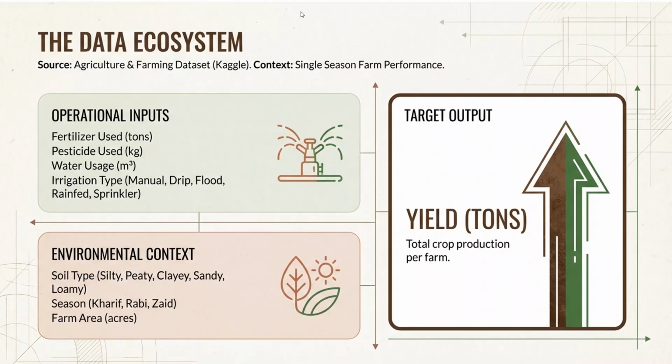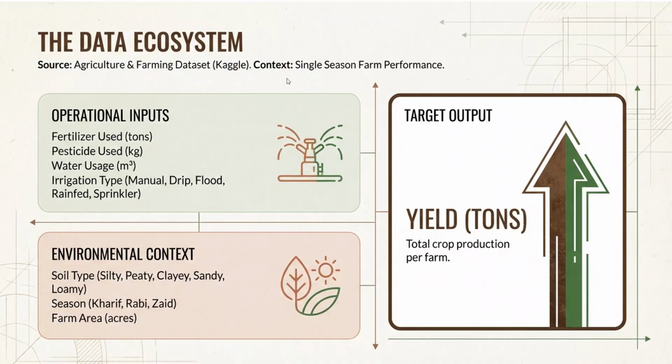For this project, I used an agriculture and farming dataset from Kaggle with 50 farm level records. Operational inputs include fertilizer usage, pesticide usage, water usage, and irrigation method. Environmental context includes soil type, season, and farm area. The target output is crop yield in tons.